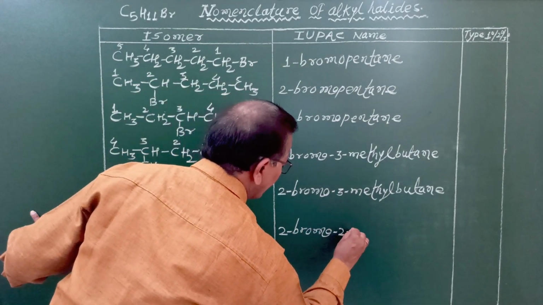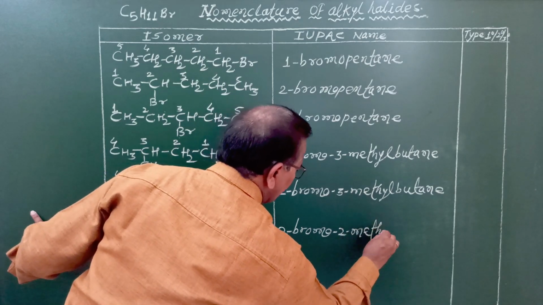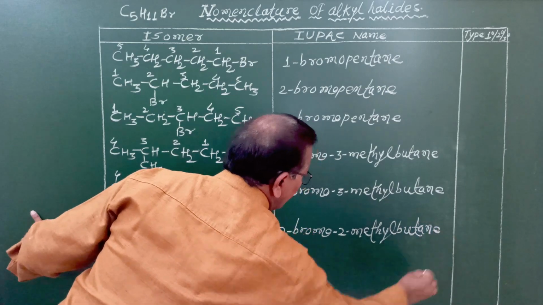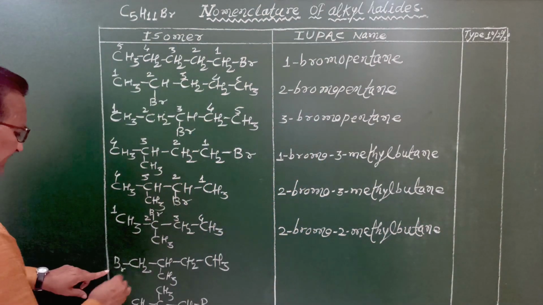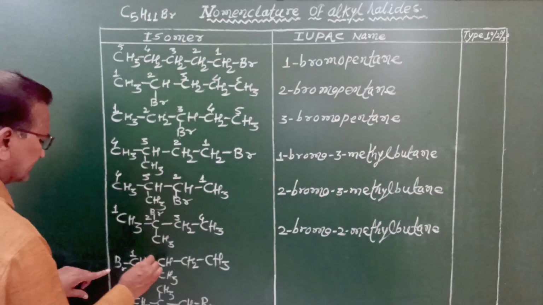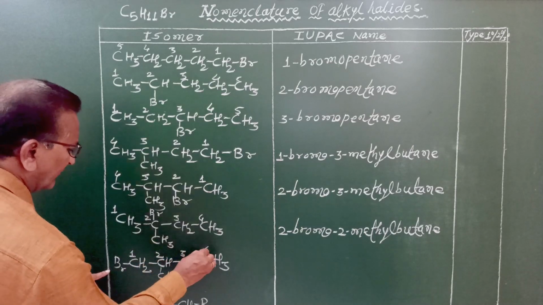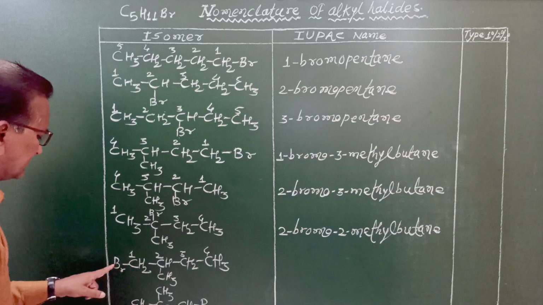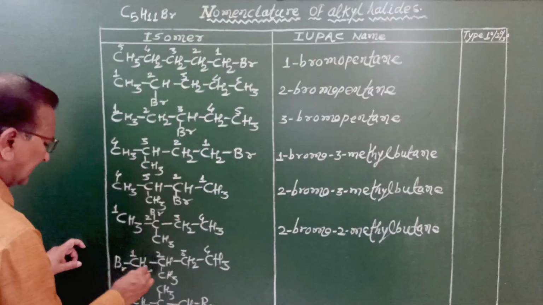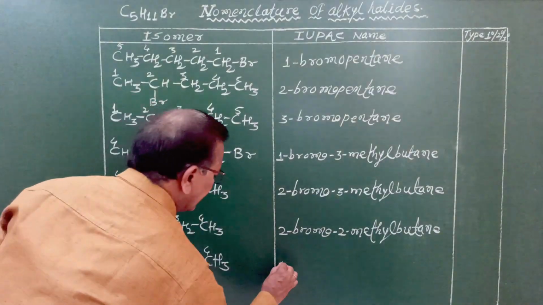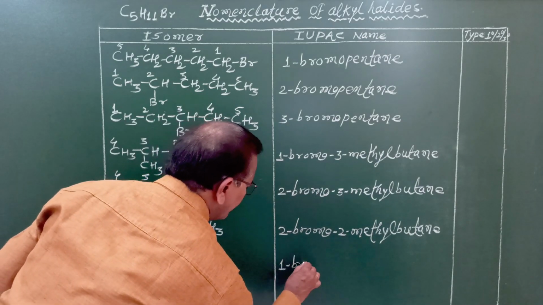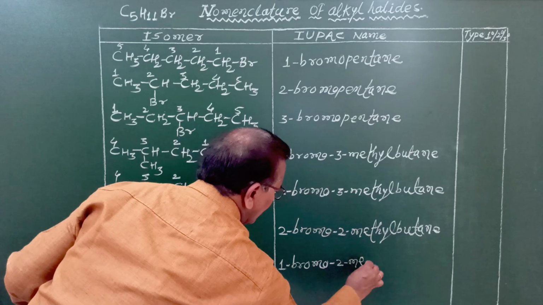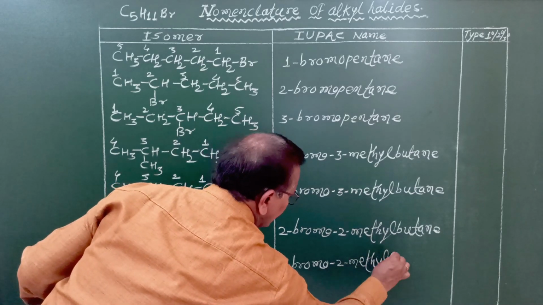2-bromo, 2-methyl butane. Let us see this example. In this case, numbering should be started from this end. 1, 2, 3 and 4. Again, the longest continuous chain contains 4 carbon atoms. The bromine atom is bonded to carbon number 1. The methyl group is bonded to carbon number 2. Therefore, 1-bromo, 2-methyl butane.